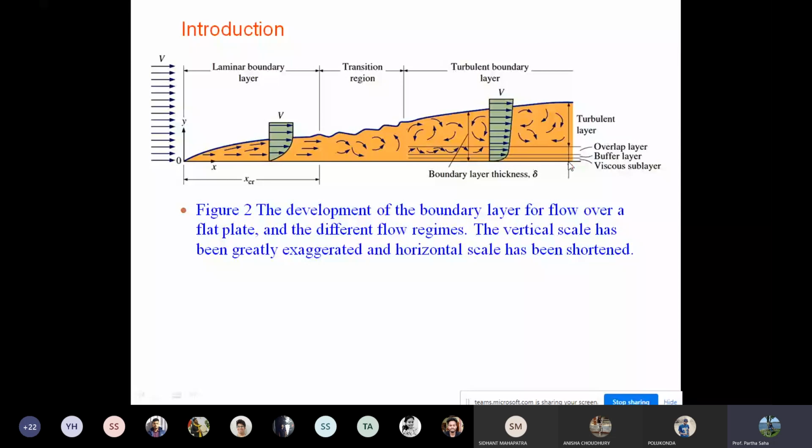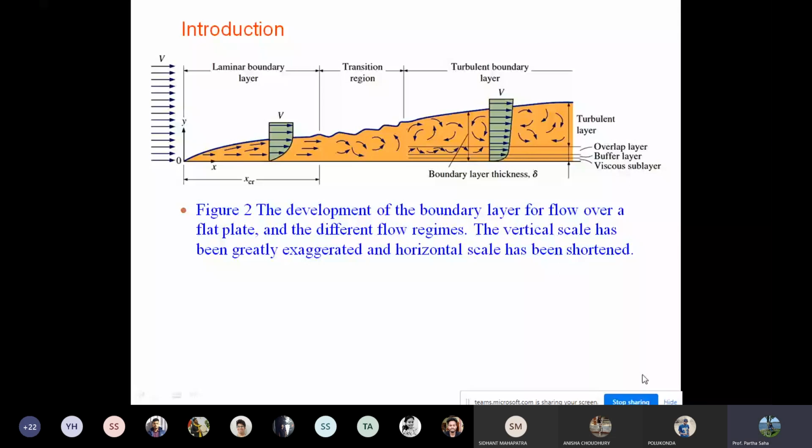Next to the viscous sublayer, viscosity increases, but the fluid is still in the laminar region. That is called the buffer layer. Next to the buffer layer is the overlap layer, where a mixing of fluid velocity happens and the onset of turbulent regions occurs. Above the overlap layer, there is a turbulent layer where the fluid velocity is completely turbulent.